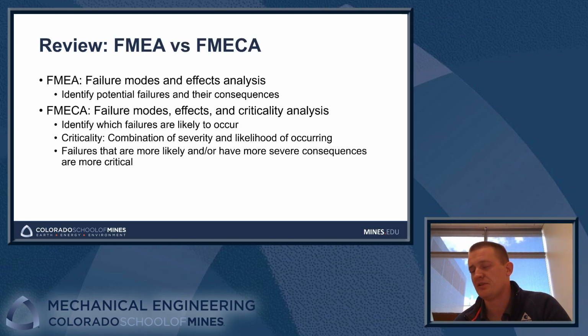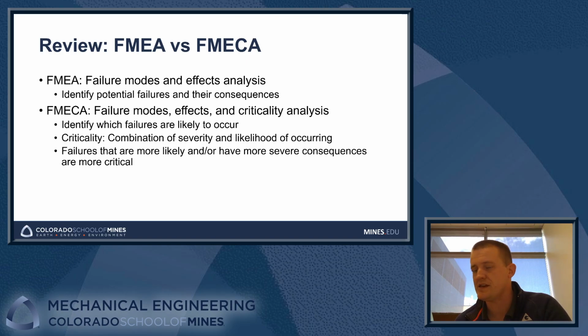All right, so let's talk briefly about the difference between FMEA and FMECA. We talked a little bit about this in the previous video, but we'll just go over that again for your reference. So FMEA is failure modes and effects analysis. In FMEA, you're interested in identifying potential failures and the consequences of those failures. The big difference in FMECA, failure modes, effects, and criticality analysis, is we want to identify which of those failures are likely to occur. And to do this, we define this extra term, criticality.